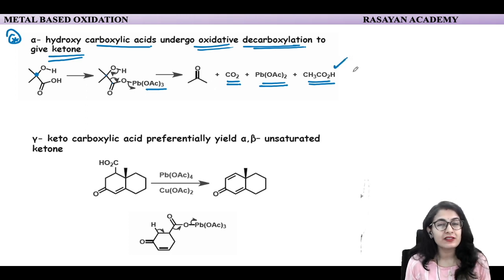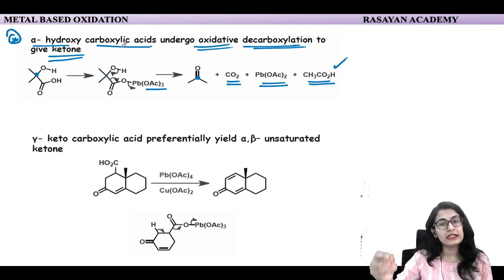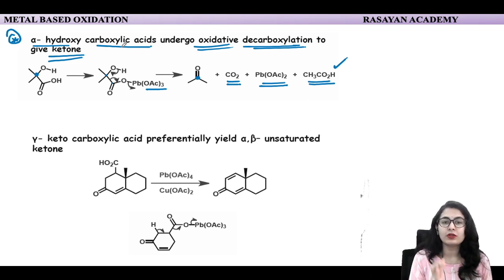Where is this CH3COOH coming from? It's coming from one of the acetate groups which has eliminated. And after decarboxylation you are going to get the ketone over here. So alpha hydroxy carboxylic acids after oxidative decarboxylation will give you ketone in this particular reaction. Okay, very important one. Next, let's see.